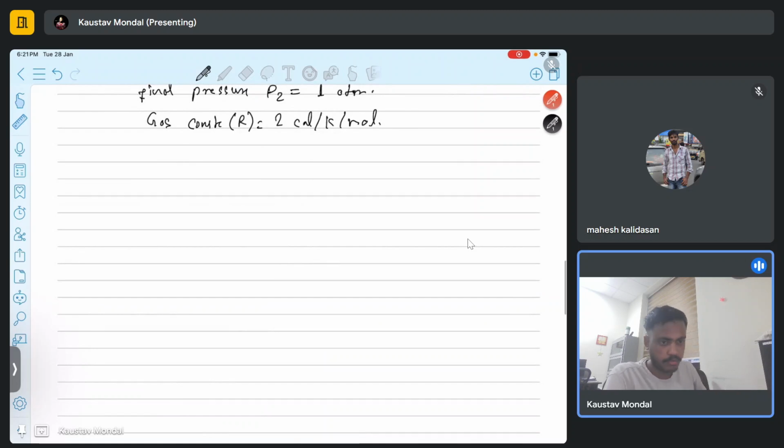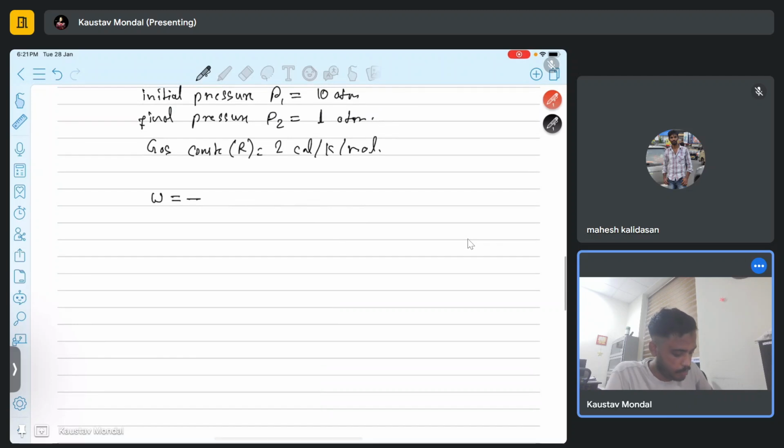So what is the formula of work done? Work done basically is minus, because here the gas itself is doing the work. So there should be a negative sign involved here. If there is some work done on the gas, then it should be a positive sign, but here as the work is done by the gas, we will consider the negative sign. So the work done will be minus P external into delta V.